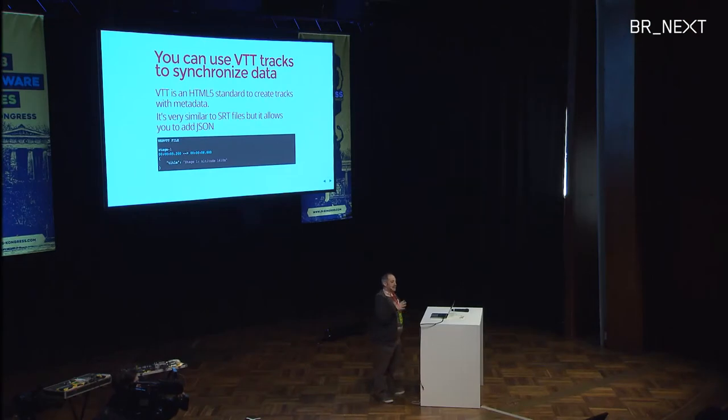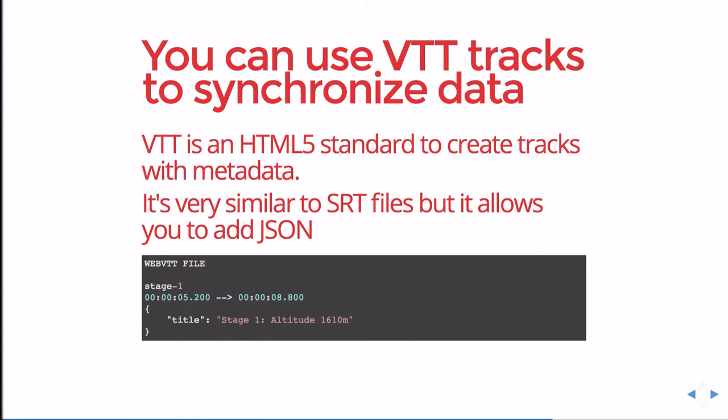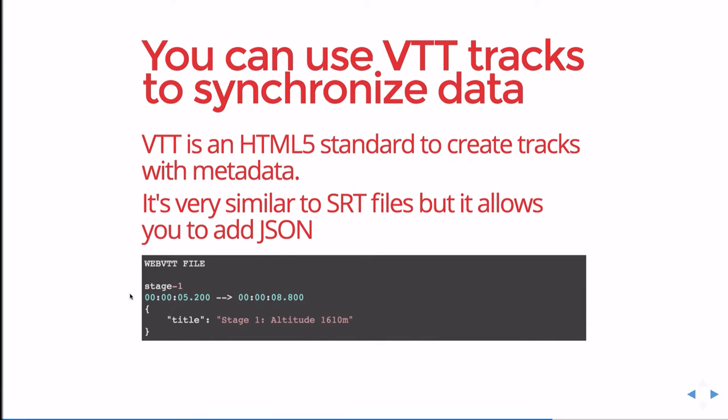And now let's see how to synchronize the content. In this example, I'm using VTT tracks. VTT tracks is an HTML5 standard to have subtitles or captions or metadata synchronized with video. It is a super cool standard. I heard about this last year, in 2015, and I think that at that time this JSON file was introduced. So you can have an SRT file or kind of SRT file with JSON synchronized on time, which is super cool to do a lot of things. Not just these kinds of things, but you can have any kind of metadata synchronized with your video.